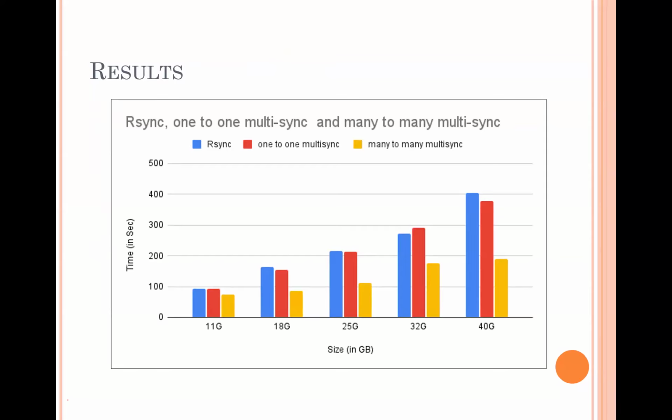Now coming to the results, the x-axis represents dataset size in GB and the y-axis represents the synchronization time in seconds. We compare rsync, one-to-one multisync, and many-to-many multisync. As the data size increases, time increases for all the methods, but multisync consistently performs better. The many-to-many mode shows the lowest synchronization time, which demonstrates better scalability through distributed parallel transfer. Overall, the results validate the efficiency and scalability of our proposed architecture.